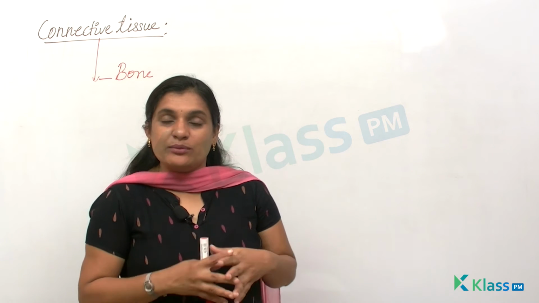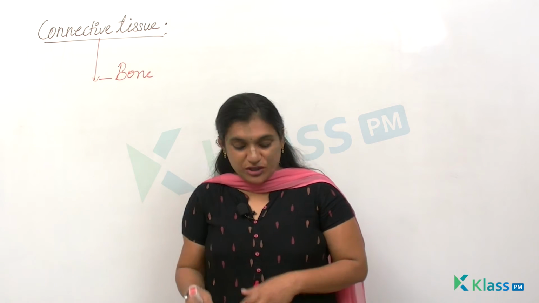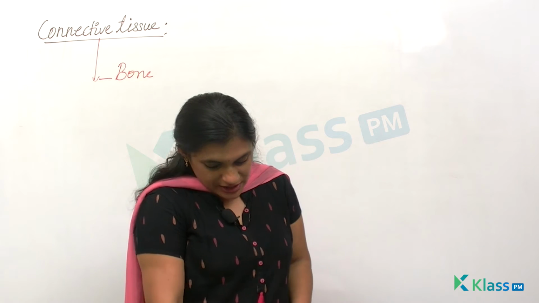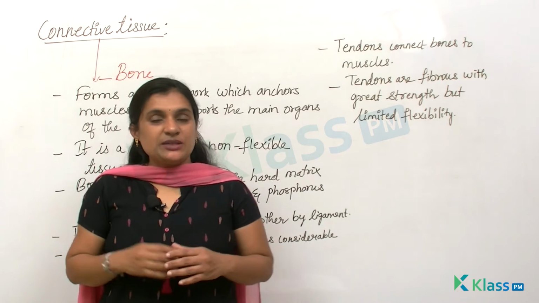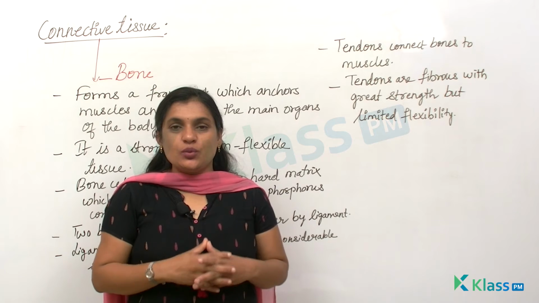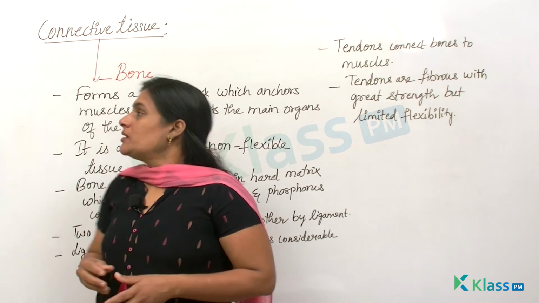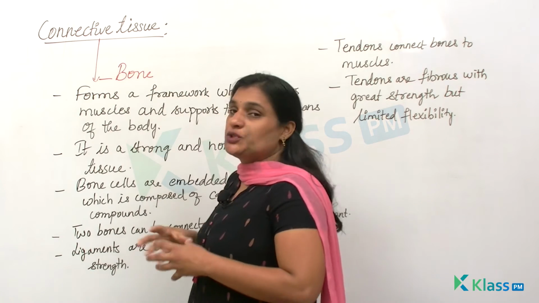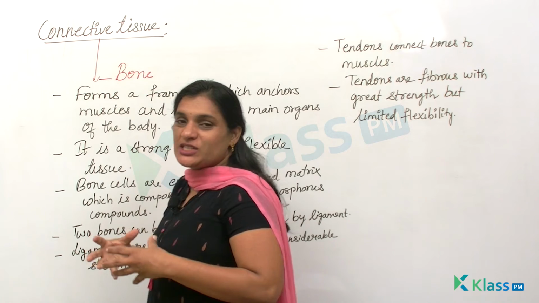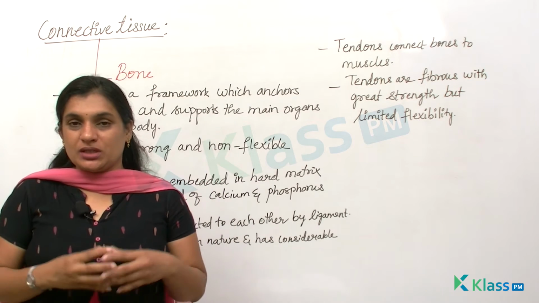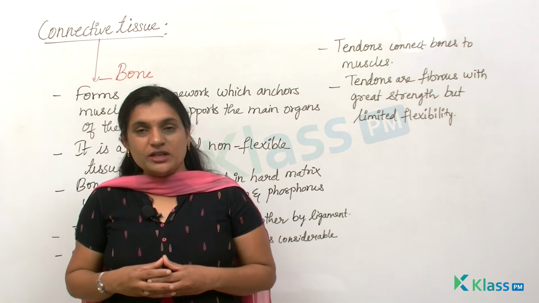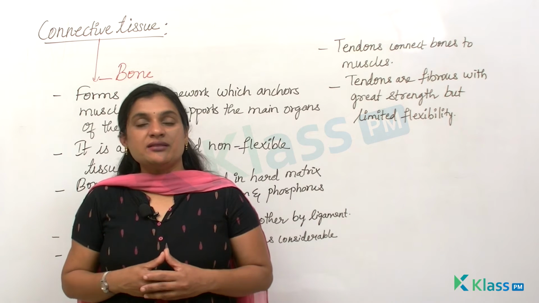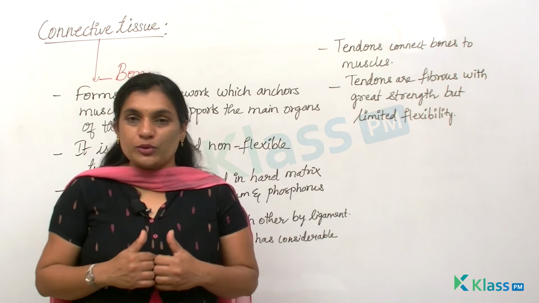So the main function of the bone is that it forms a network or a framework. Now let us learn about the next type of connective tissue, which is said to be bone, right? When you look at this bone tissue, we all know that bones form a framework of the skeletal system, right? And we know that if there were no bones in our body, definitely we would not have this erect position or a proper posture, right?